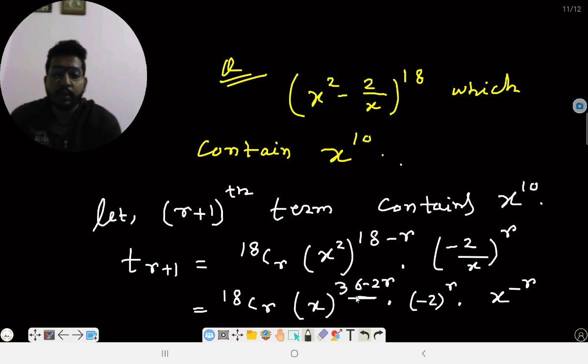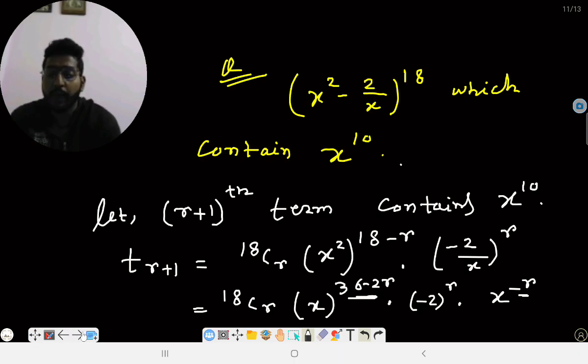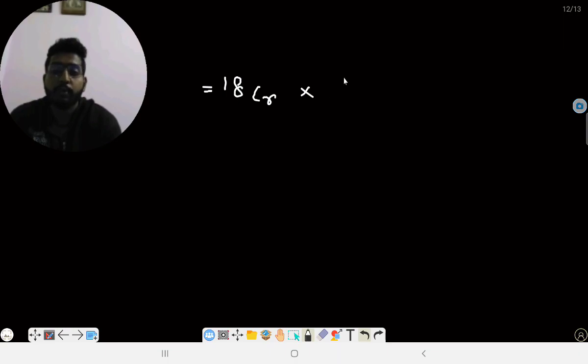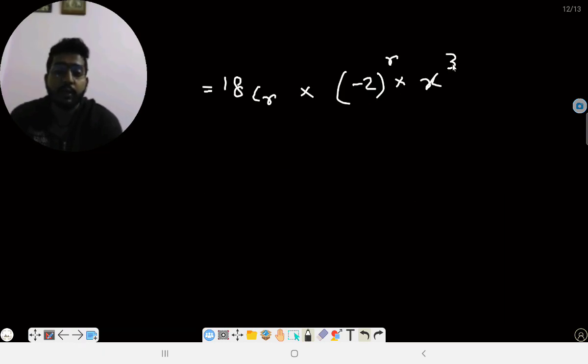Now again we can see the power is 36 minus 2r and the other power is minus r. If we multiply this, it will be 18Cr into minus 2 whole to the power r into x to the power, and here the values are 36 minus 2r and minus r, so that will become 36 minus 3r. So here it is coming x to the power 36 minus 3r.